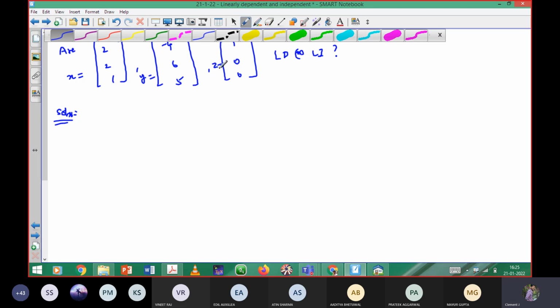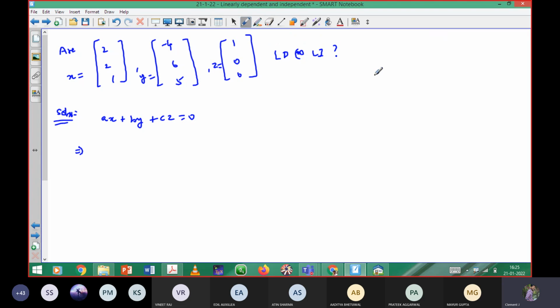So here ax plus by equal to 0. Okay, now I'll be raising a question. Be ready for that. See here, a into 2 2 1. Next, b into minus 4 6 5. Can you please predict the right hand side?